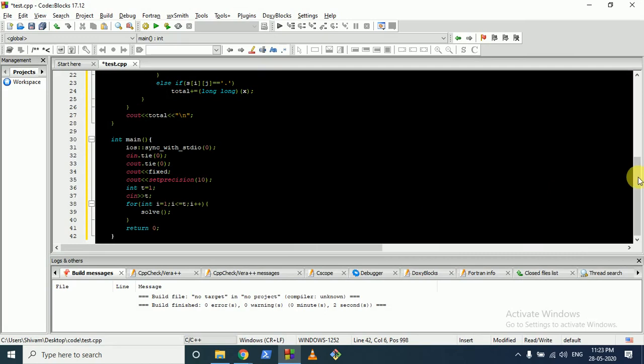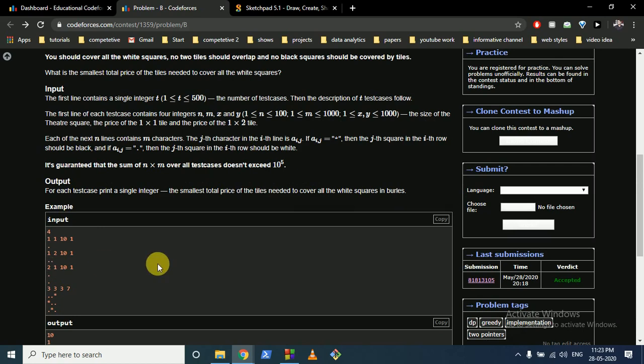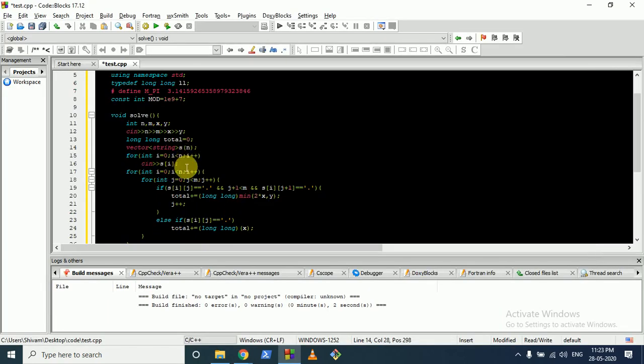What I've done here is, I've taken input of n, m, x, y, and made a total cost to be zero. Then I make a vector of strings to store these dots and stars. Take the input of the whole grid, then iterate over n by m.